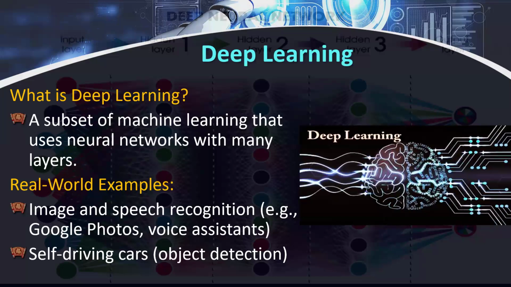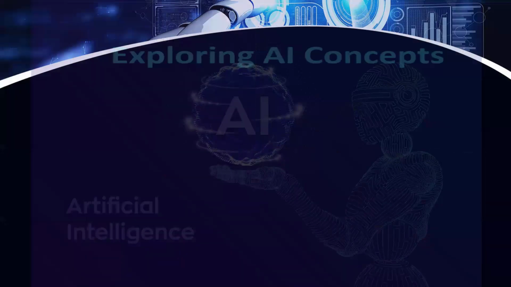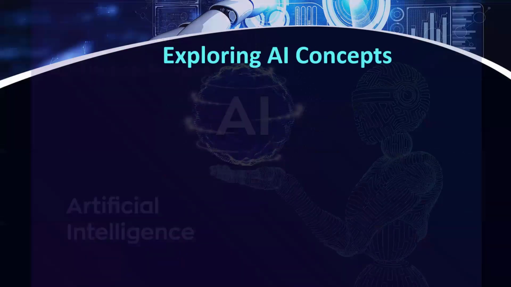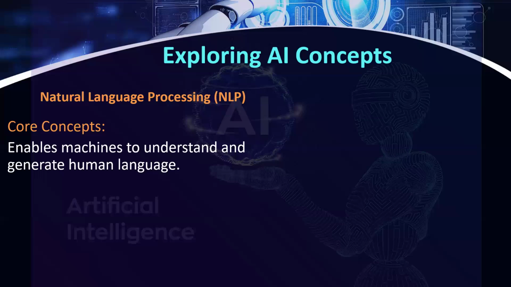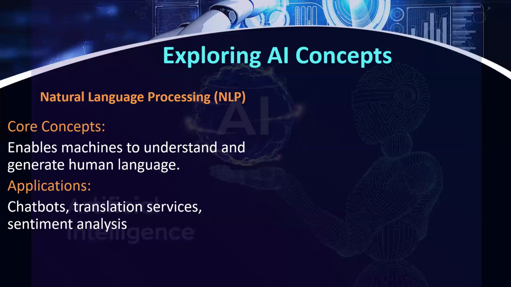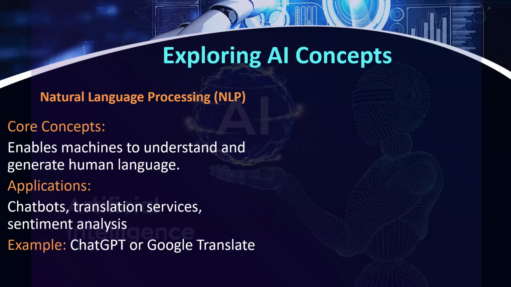Cool. Nice. Okay, now let's explore some of the AI concepts like natural language processing. It is a concept that enables machines to understand and generate human language. It's also good to know that chatbots, translation services, and sentiments are good showcase of applications of how we apply NLP. And a good example is ChatGPT or Google Translate.